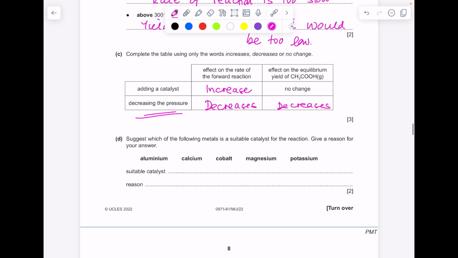Suggest which of the following metals is a suitable catalyst for the reaction. Give a reason for your answer. You want to pick a transition metal. Remember, they can act as catalysts. The answer here is cobalt. Just double check the position of that element in the periodic table and you'll see that it's a transition element.